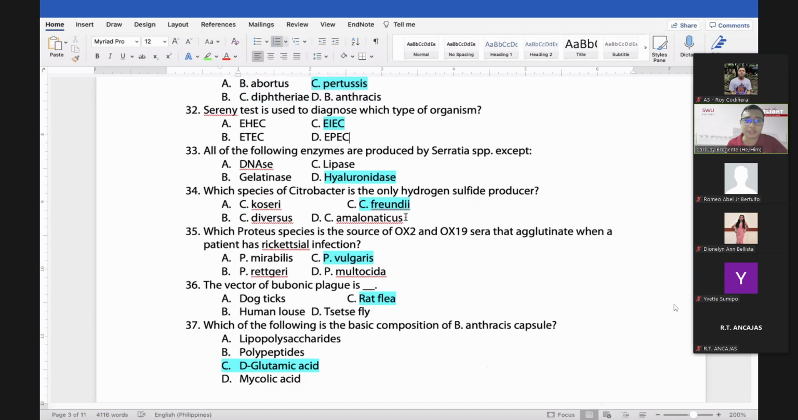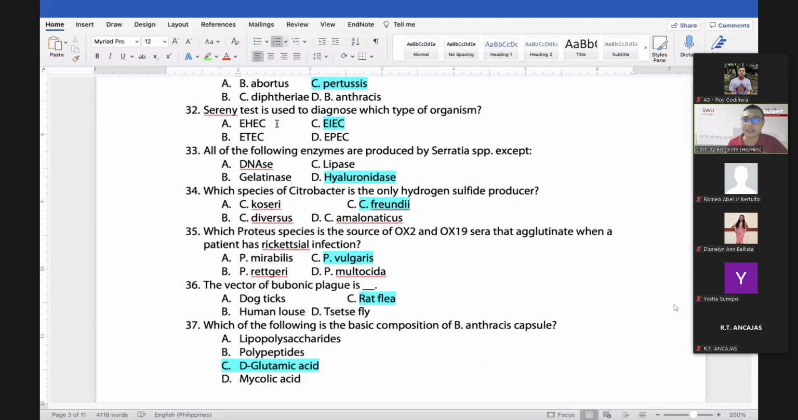Number 32, Serény test is used to diagnose which type of organism. Serény test is used to differentiate types of E. coli. Okay, so it gives positive results on enteroinvasive E. coli nga type. EHEC, that's hemorrhagic E. coli. ETEC, that's enterotoxigenic E. coli. EPEC, that's enteropathogenic E. coli.